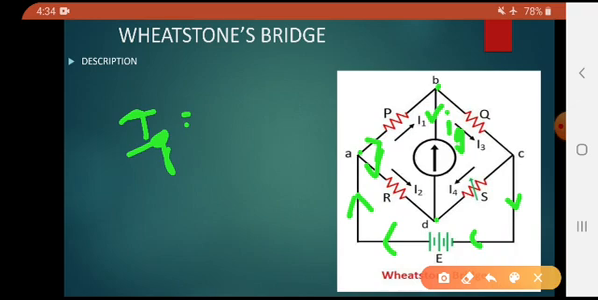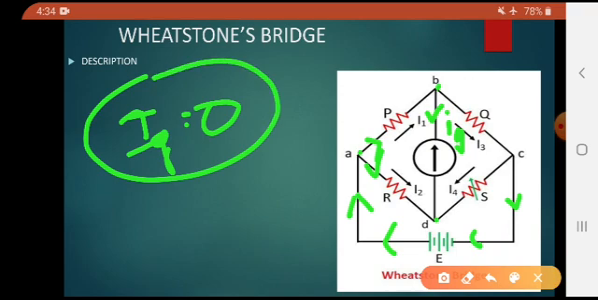Of special interest is the case of the balanced bridge, where the galvanometer current is 0. If the galvanometer current is 0, then the bridge is said to be balanced. We can easily get the balancing condition such that there is no current through the galvanometer. So when the galvanometer current becomes 0, you get the balancing condition or equilibrium condition.